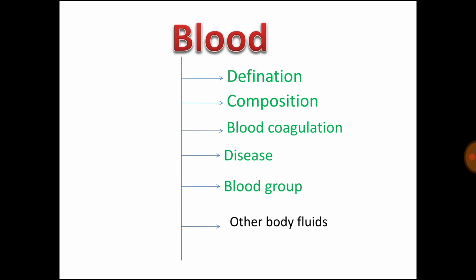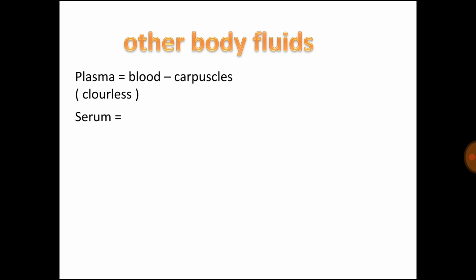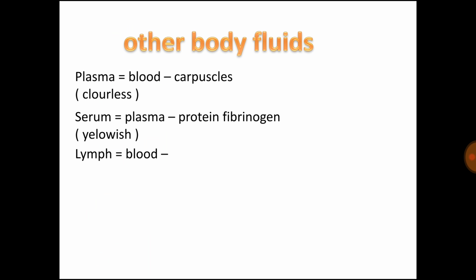And next, after that blood group, we're talking about the other body fluids. Other body fluids: plasma is equal to blood minus corpuscles, which is colorless, and serum is equal to plasma minus the protein fibrinogen, which is yellowish in color, and lymph is equal to blood minus RBCs and some large proteins, which is white in color.